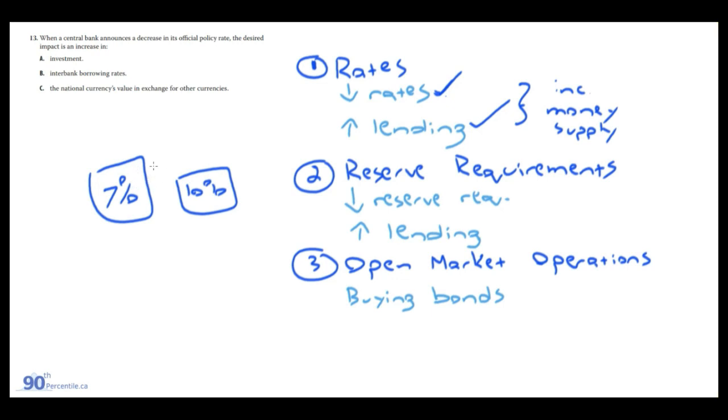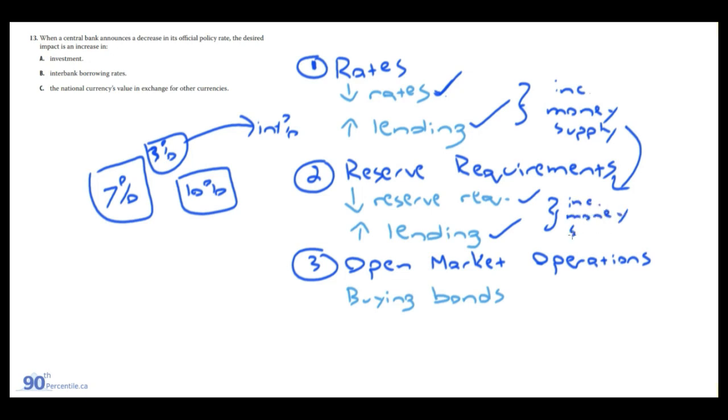And what are they going to do with this extra 3%? Are they just going to have it sitting around? No, they're going to lend it out to earn interest, right? So they're going to lend this out in either corporate loans, mortgages, whatever. So in the event that central banks decrease the reserve requirement, once again, it's going to increase lending from the bank's perspective, which has pretty much the same impact as decreasing rates. It's going to increase money supply, which is going to hopefully increase economic growth.